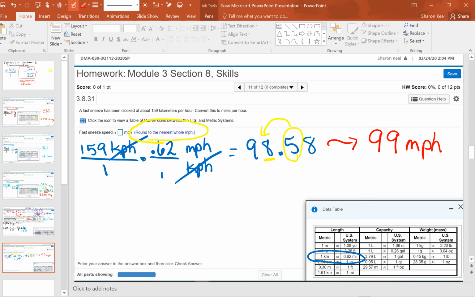And that's what we have for conversions, metric to customary or customary back to metric.